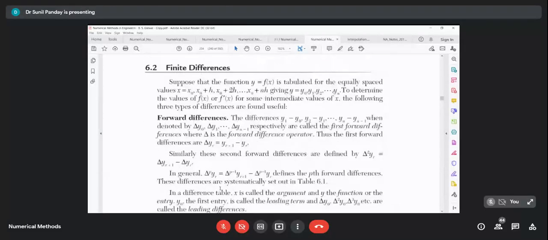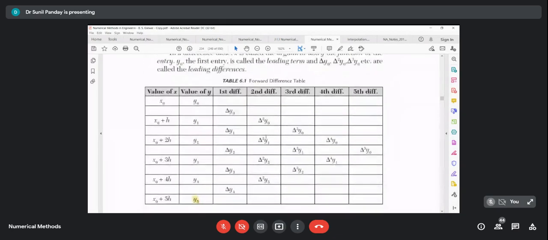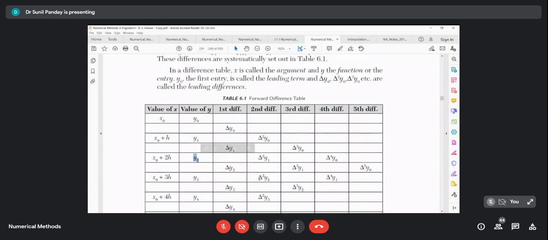So we have already discussed this, and we have defined the first forward difference of y_r as y_(r+1) minus y_r. So here this is the table: x0, x1, x2, x3, x4, x5, and y0, y1, y2, y3, y4, y5. So the first forward difference delta of y0 is the difference y1 minus y0. The first forward difference of y1 is y2 minus y1. Say the first forward difference of y2 is y3 minus y2, because what is the definition?